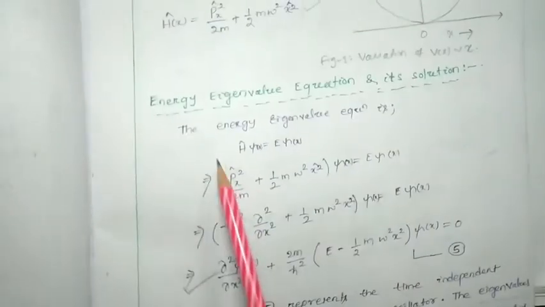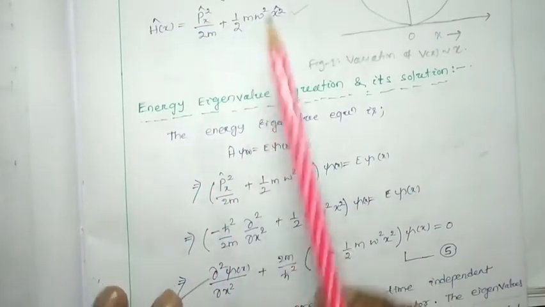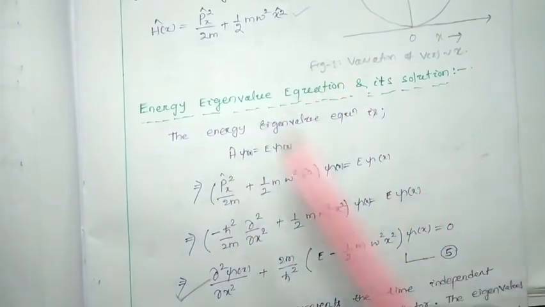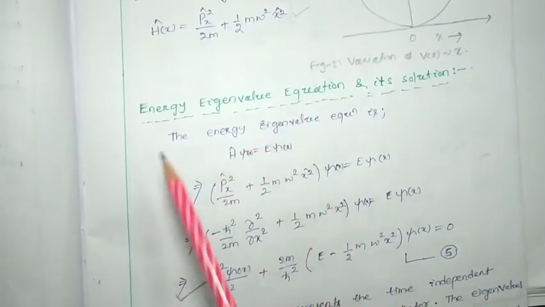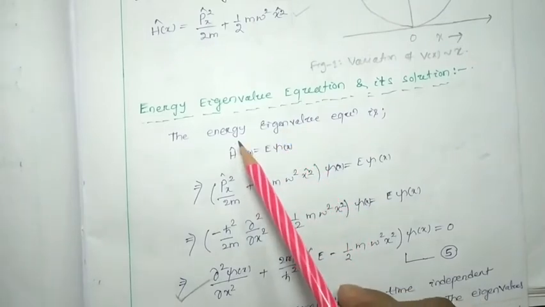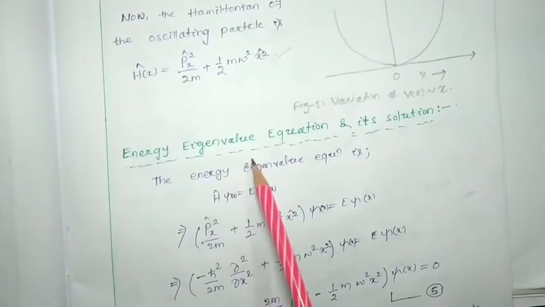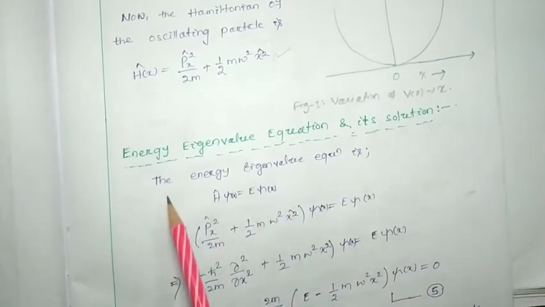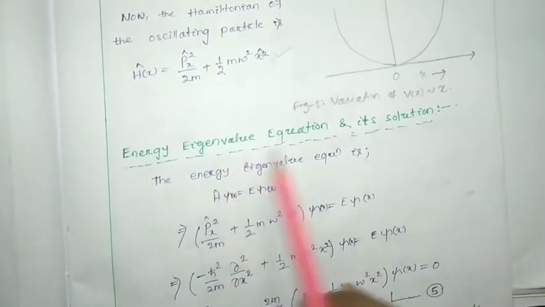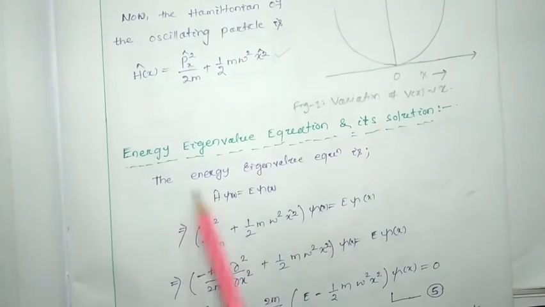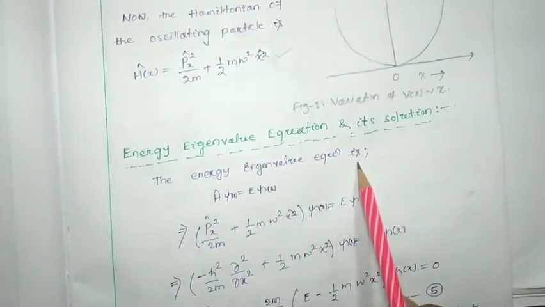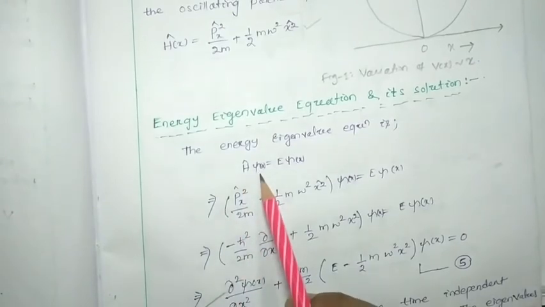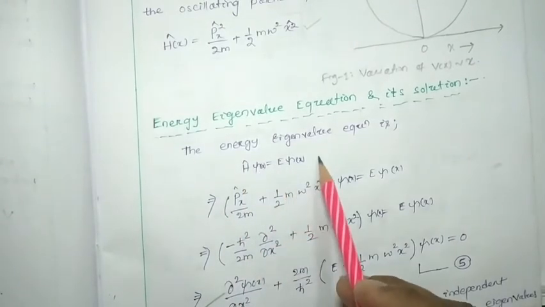Now by using this operator, we are going to find the energy eigenvalue equation and its solutions. So we know, put it in the heading, okay. The energy eigenvalue equation in general is H cap psi x is equal to E psi x, okay.